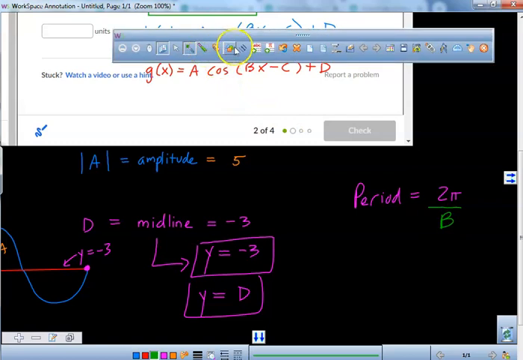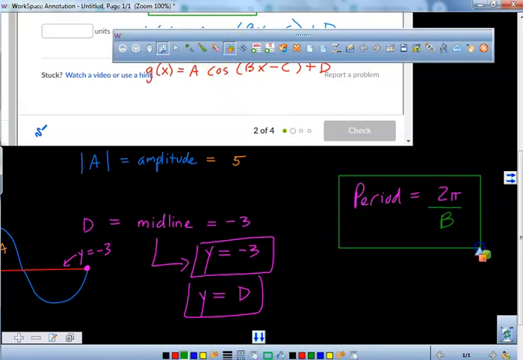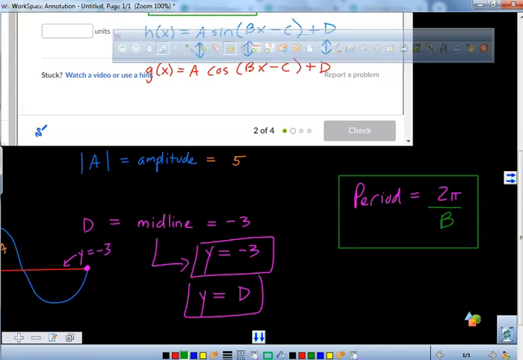So this is what I need you guys to put into your journal so that you have it and never forget it because you have it in your journal. So the b value does not give you the period. This is the part where students will make a mistake. They'll think the b value is the period. The b value helps you find the period. So the absolute value of A is the amplitude. The D value is the midline. The B value helps you find the period.